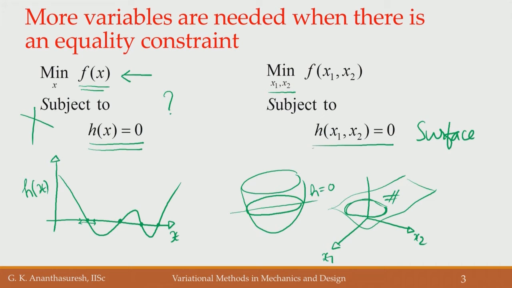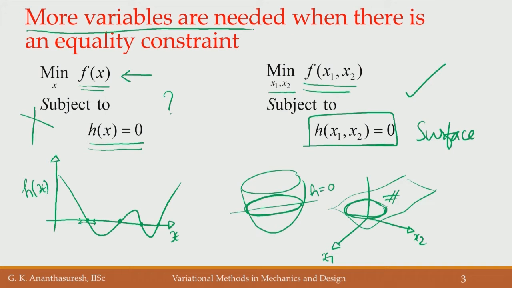Now this equality constraint makes that 2 variable space into a 1 variable space like that, or in general there will be a curve like this. It can be closed or open, but there is going to be something on that, and we will talk about minimizing this function f. This makes sense. When you have an equality constraint, you need to have more than one variable. So, more variables are needed when there is an equality constraint.